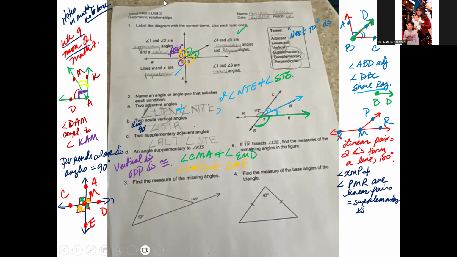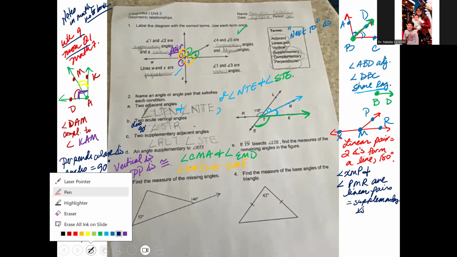No, go grab your notebook. I need you to copy this part down. I want you to label this so that you have adjacent angles, linear pairs, supplementary angles.